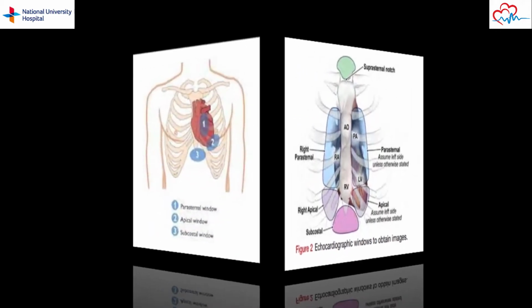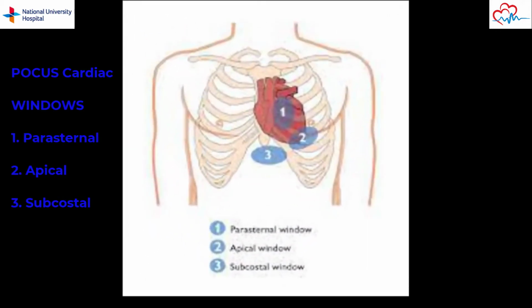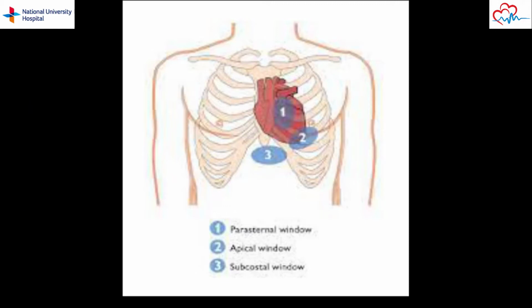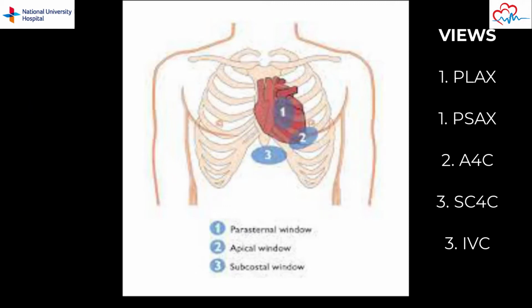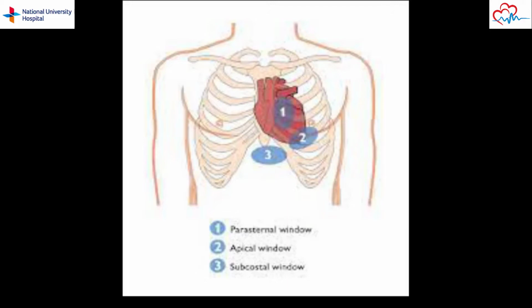For point-of-care cardiac scans, we normally only use 3 of these windows to image the heart. These are the left parasternal window, the apical window, and the subcostal window. The long axis and short axis plane of the heart is imaged from the parasternal window, whilst the apical plane is imaged from the apical window. The subcostal window allows imaging of the subcostal 4-chamber and IVC views.